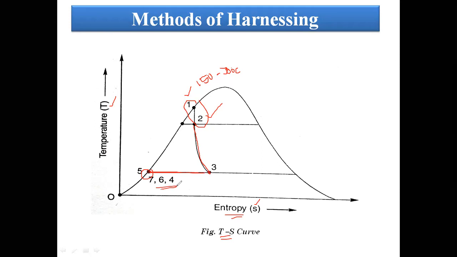Methods of harnessing: how the geothermal power plant operates, based upon temperature versus entropy. The temperature is carried on the y-axis and is represented by capital T, and the x-axis is taken for entropy, represented by S. Based upon the temperature versus entropy, we can see how the power is generated. It indicates the numbering 1, 2, 3, 4, 5, 6 and then 7.